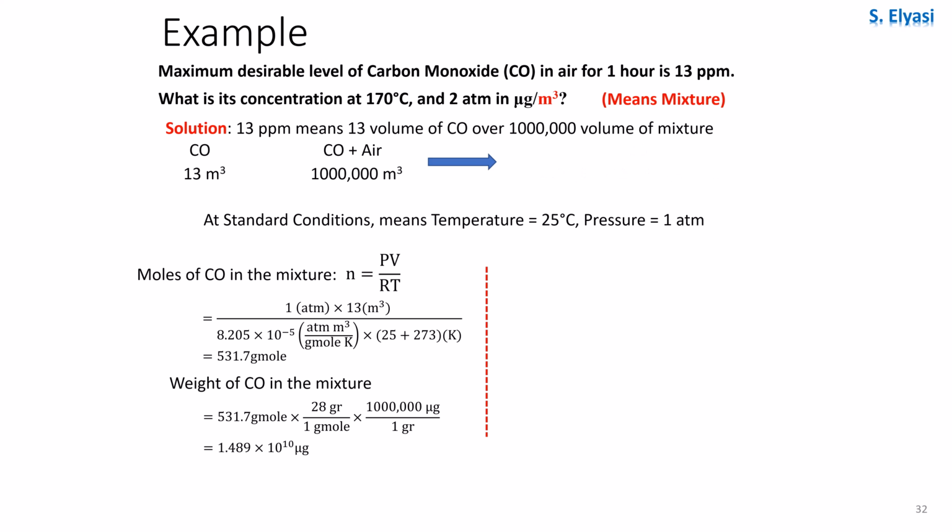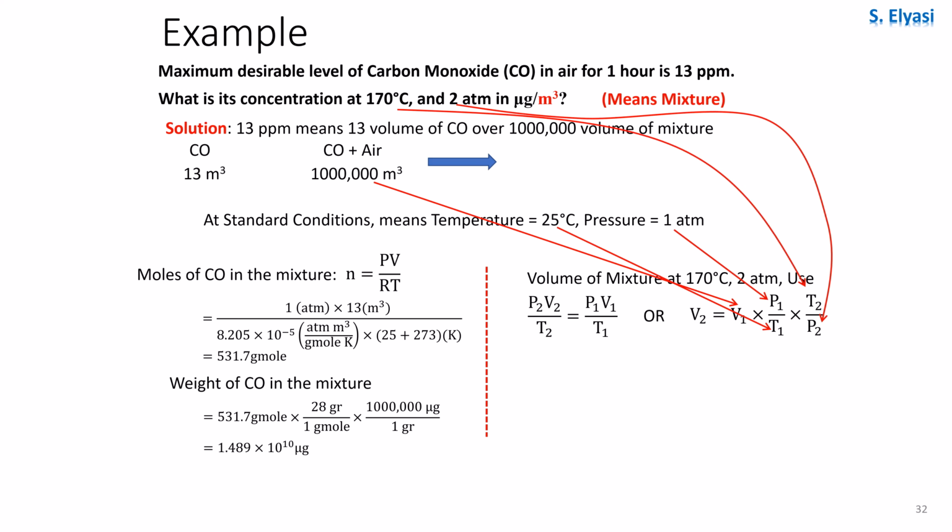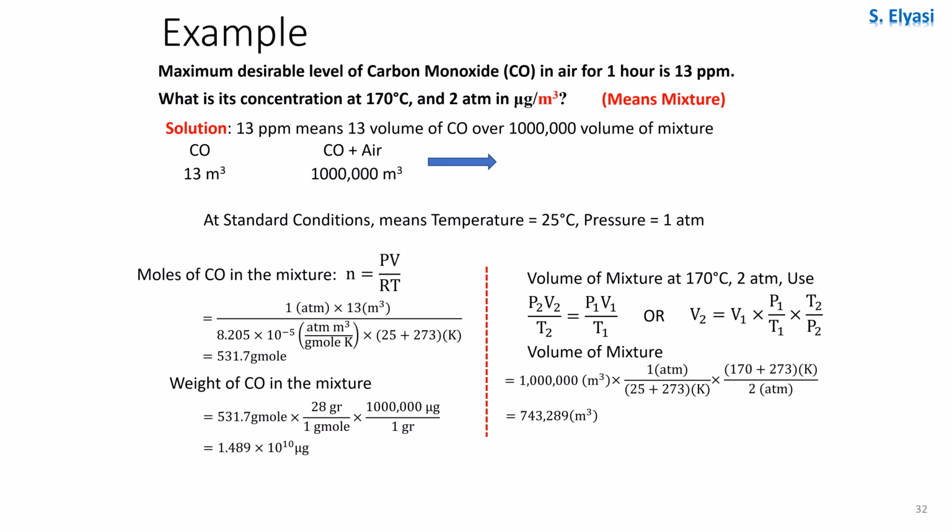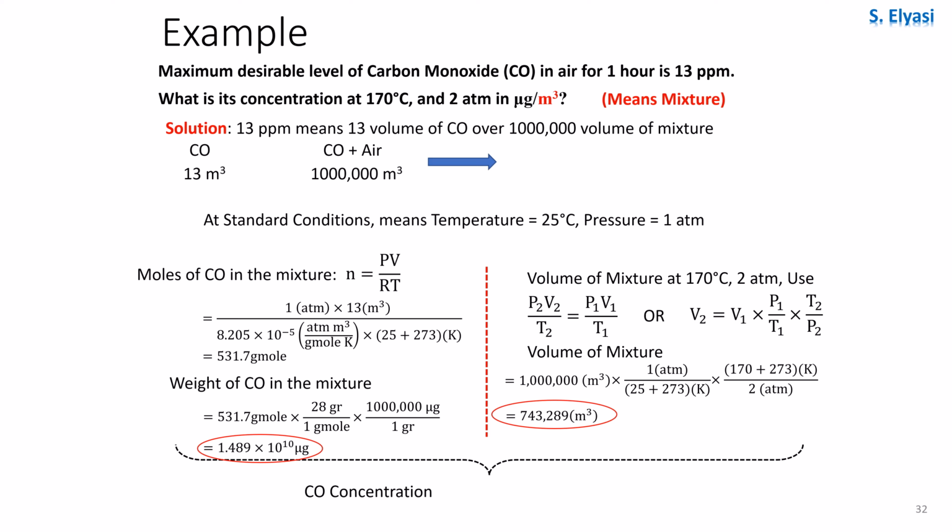Finally, it's crucial to adjust the volume of 1 million cubic meters of mixed gas to the new operating conditions of 2 atmosphere and 170 degrees Celsius. For this, employing the ideal gas law twice, once for each set of conditions, helps us find the adjusted volume of the mixed gas at the new conditions, which is approximately 743,289 cubic meters. Dividing the total mass of carbon monoxide by the adjusted volume gives us the concentration of CO in micrograms per cubic meter, which calculates to about 20,033 micrograms per meter cube.